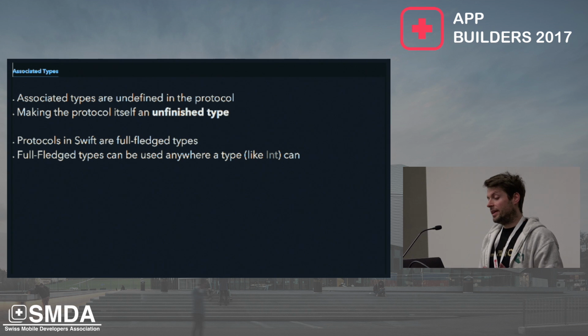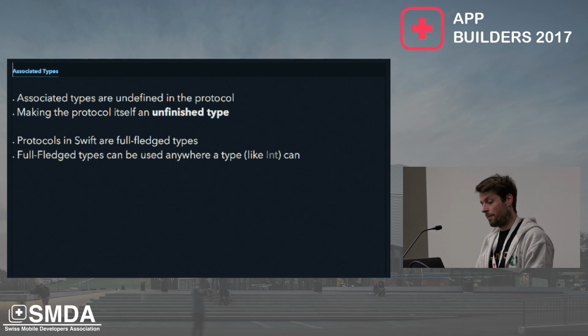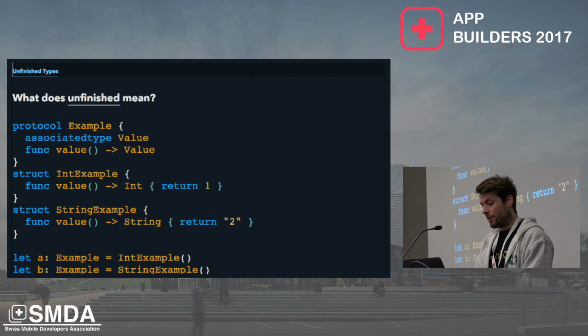Because as soon as you add an associated type to the protocol, it makes the protocol an unfinished type. Protocols in Swift, if you follow the documentation from Apple, are full-fledged types. The documentation basically states they can be used anywhere a normal type like Int can. But if you add an associated type, it's unfinished. It's a half-finished type, and so you cannot use it in all variations because the compiler doesn't really know what it is. So what does that mean, unfinished? Why doesn't it know what it is?